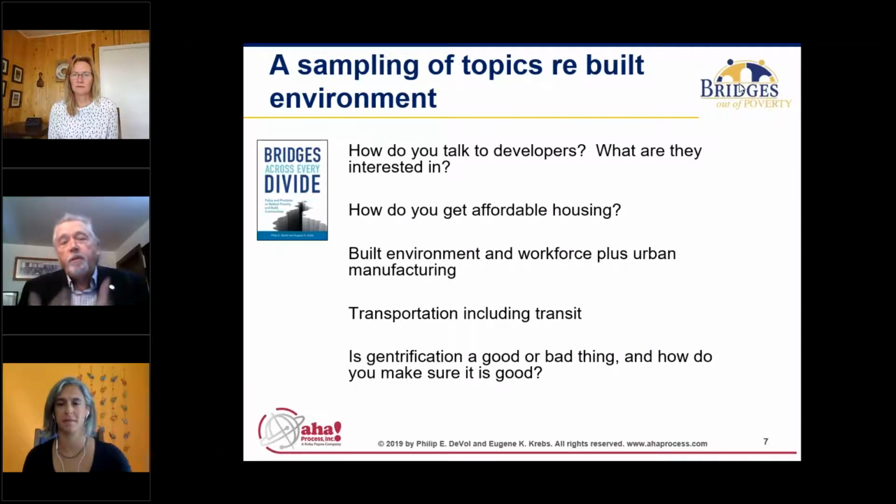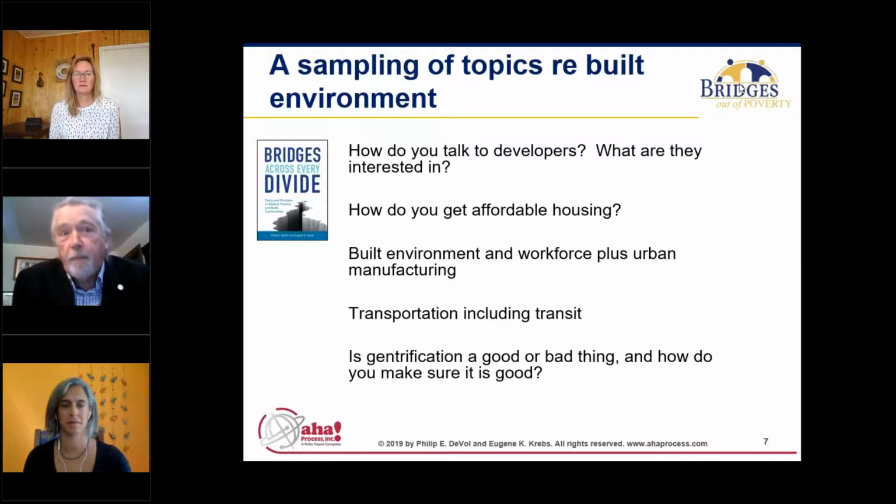But we're going to start off here with a sampling, because one of the things that we want to do, this is all about Frances and Ilana. This is not about me. We want to get information from them on this. So some of the questions are, how do you talk to developers, and what are developers interested in?